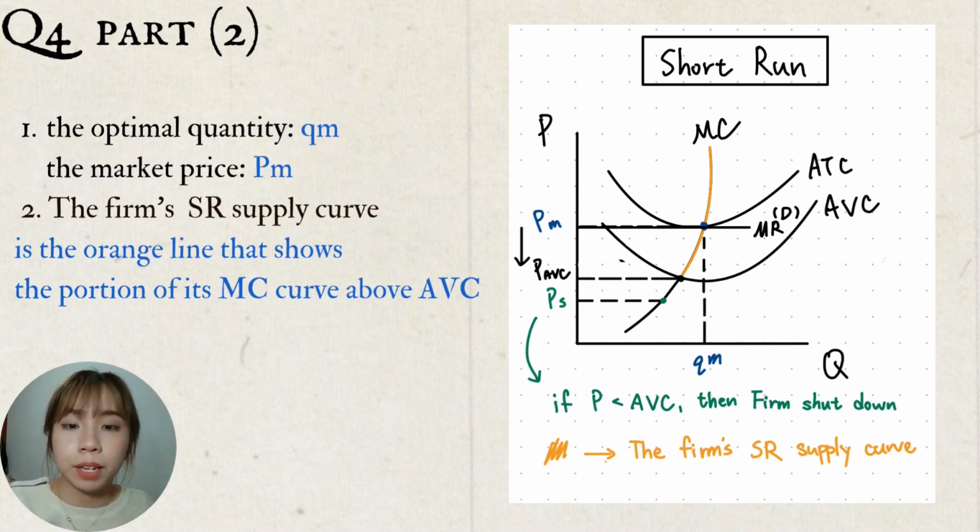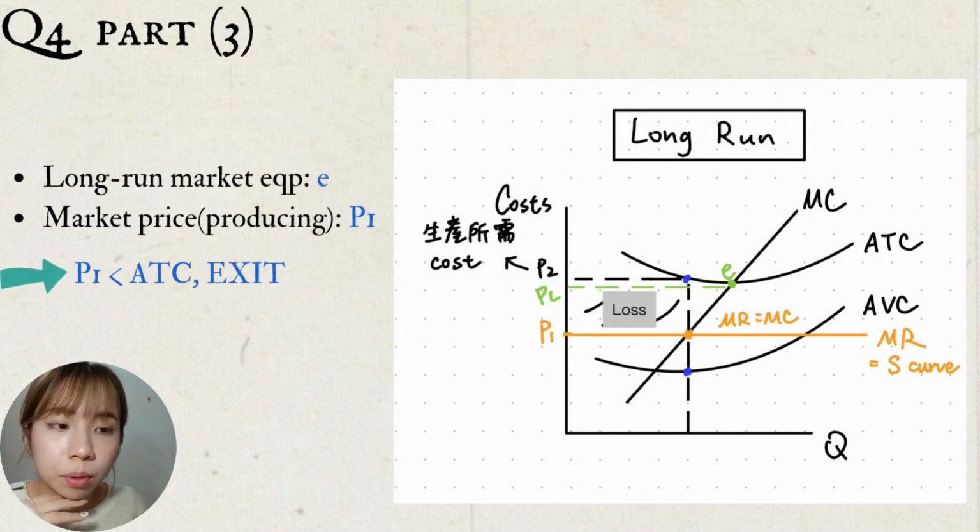For another question, we have to understand that if our market price is smaller than average variable cost, then the firm should shut down. And in the same diagram, you can see that the orange line is the firm's short-run supply curve, which Gresham factory was temporarily continued to produce even though there was a loss. For question number 3, you can see the diagram on the slide.